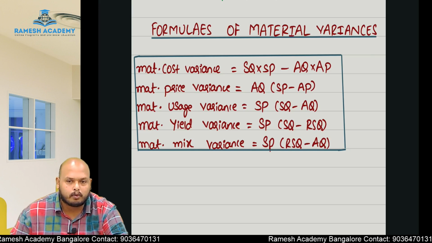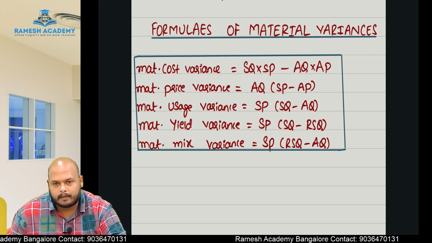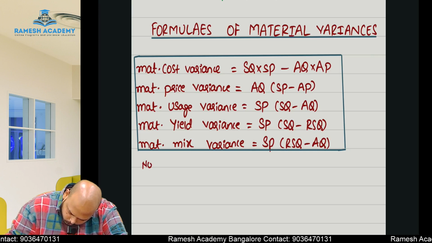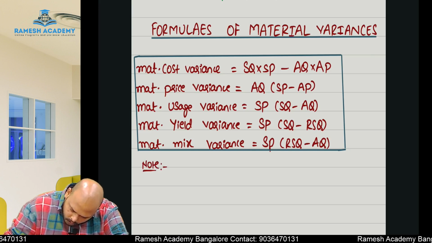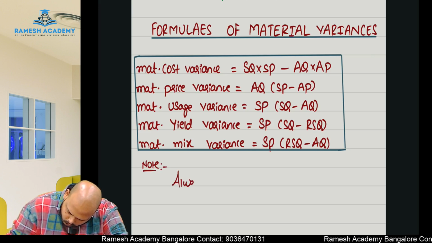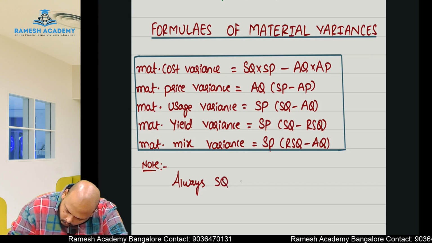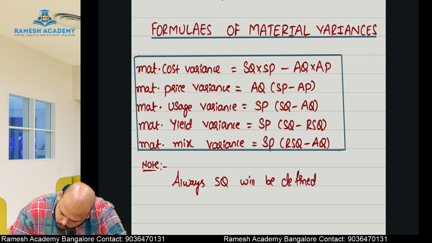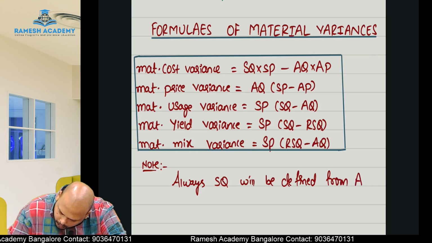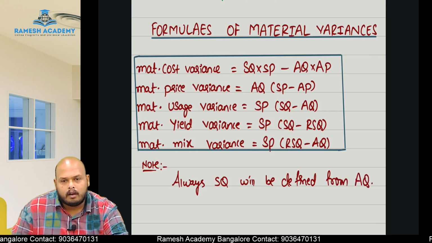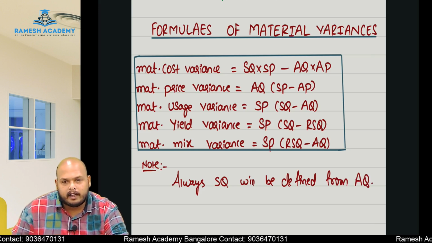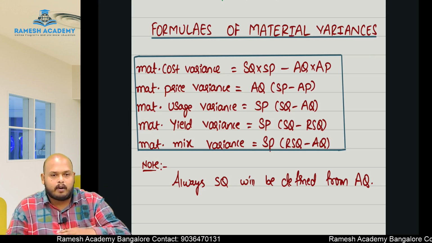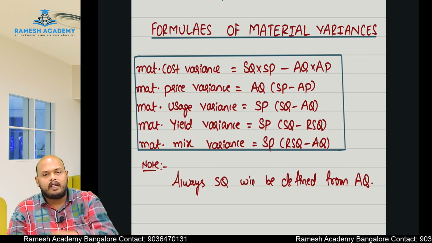Material cost variance is equal to standard quantity into standard price minus actual quantity into actual price. Here you have to take a note. Always standard quantity will be defined from actual quantity. This is what you have to keep in your mind. If standard quantity is not given in the question, then it will be defined from actual quantity.